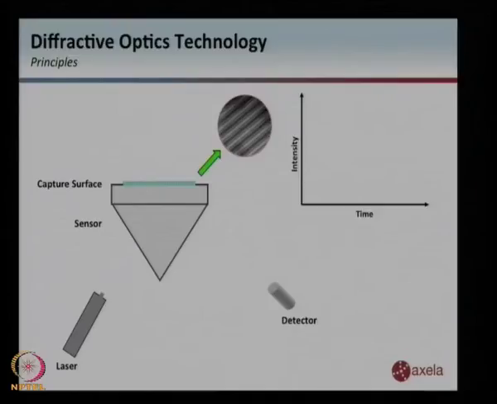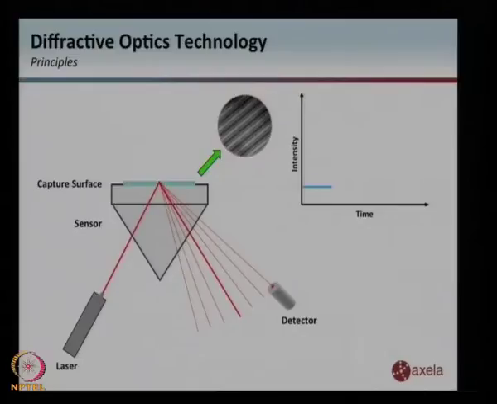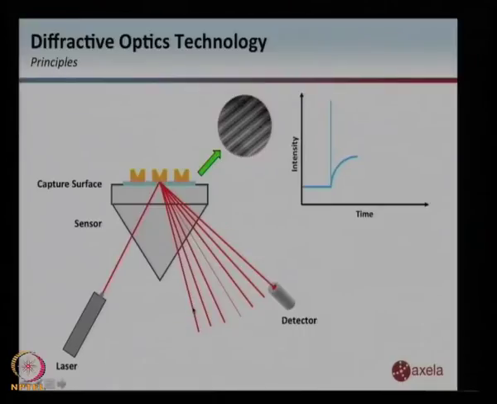So the sensor surface is a piece of glass. It has lines, as you can see in this inset. And when I shine light through it, there's going to be a very faint signal. Now, supposing I introduce molecules that bind right on this line, the signal gets brighter, and it's represented on the right-hand side here by the intensity of light.